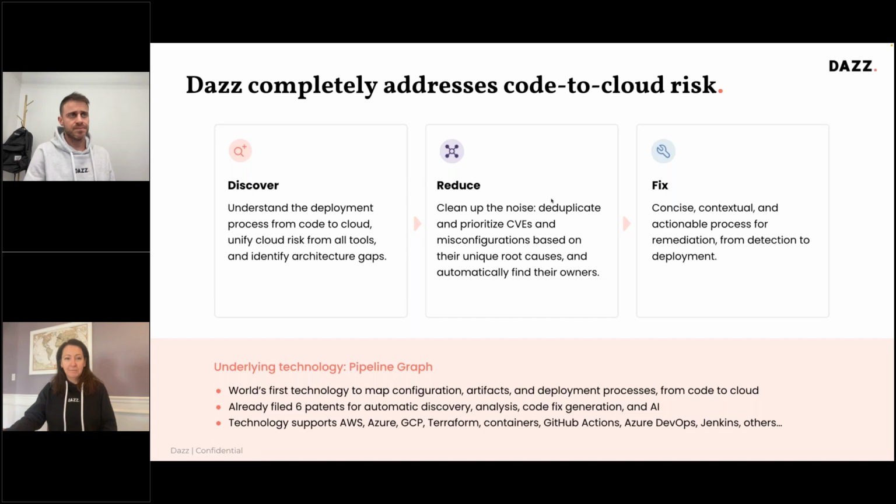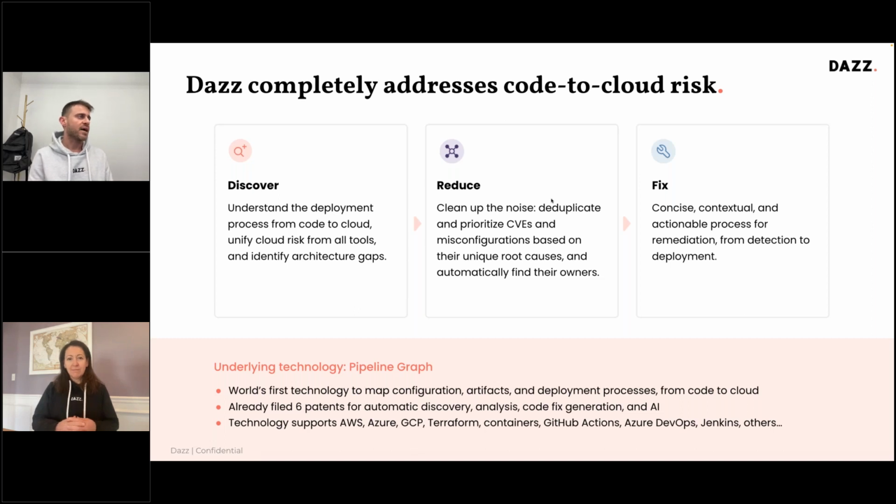And I want to stress this a little bit. What does it mean when we say we address the issues from code to cloud? We have three main themes that we're focusing on. The first one is discovery. By connecting to all of these tools and connecting the dots, we understand the deployment of our customers and our customers' environment, from the code to the cloud, and vice versa.